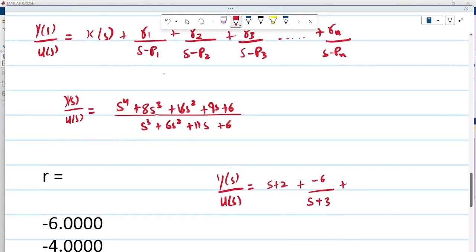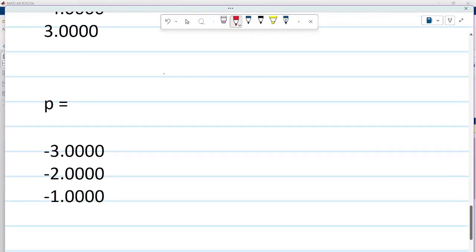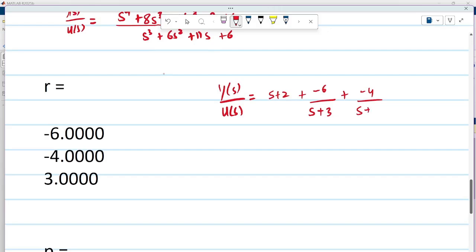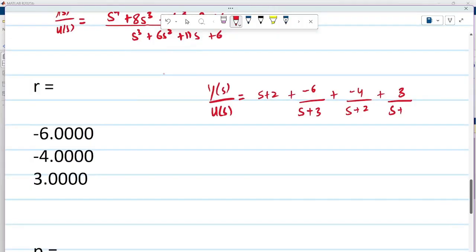plus r2 divided by s minus p2. R2 is minus 4 divided by s minus p2, and p2 is minus 2, so minus minus is plus, plus 2, plus r3, it's 3 divided by s minus p3, and p3 is 1, so minus into the minus, that's plus, plus 1, and you can write it in a simple way: s plus 2 minus 6 over s plus 3, minus 4 over s plus 2, plus 3 over s plus 1.